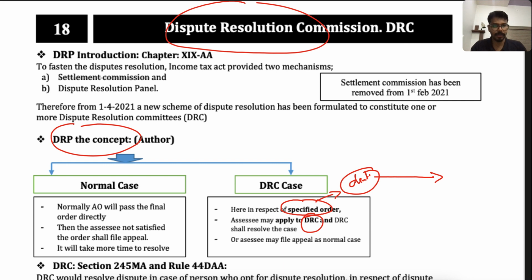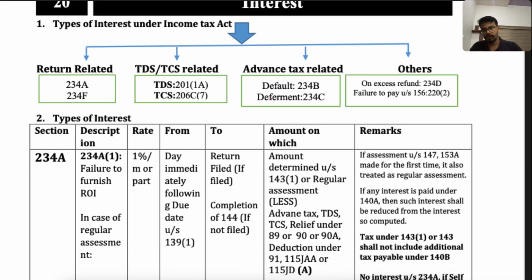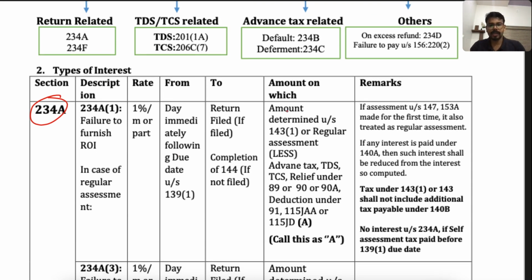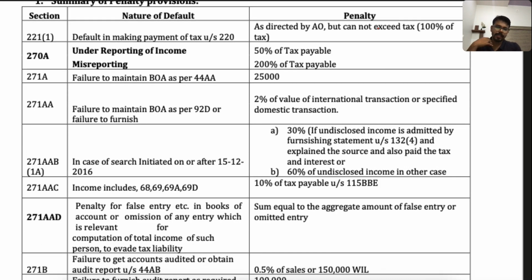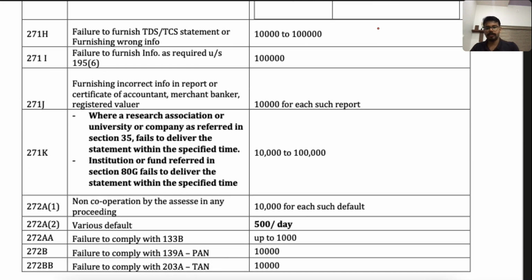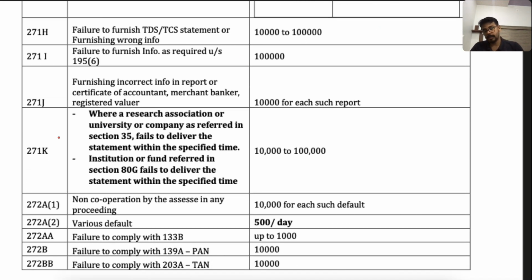Okay, in case of interest, 234A interest has to be computed on the assessed tax. It has to be computed on the tax, but the tax does not include the additional tax under 140B. We have discussed the updated return, right? So those additional taxes are not included here, and interest is not to be computed on them. Okay, yes. And on penalties and prosecution, we have a new penalty, that is 270AA.